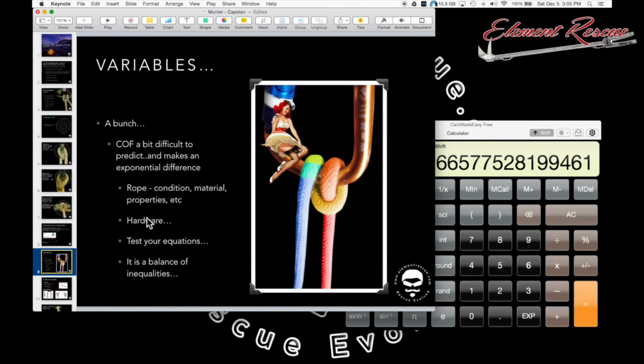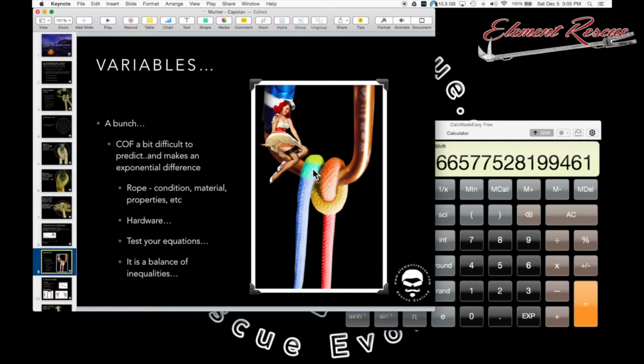Moving on. So the variables, we kind of talked about those variables. There's a bunch of them. So coefficient of friction is a bit difficult to predict. As we mentioned before, it does make an exponential difference. So as you're doing your equations, go ahead and go up or down by 0.5 and you'll see a huge difference if you go up to a 3 as your coefficient of friction, or if you move down to 2. So it's something to be thoughtful of.